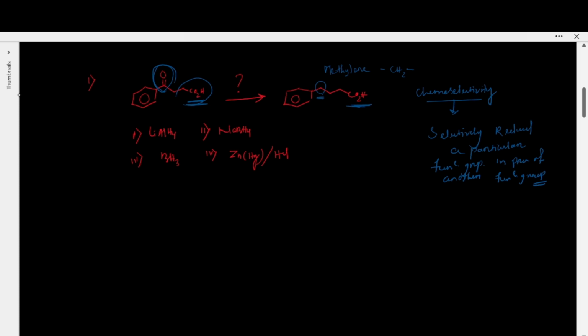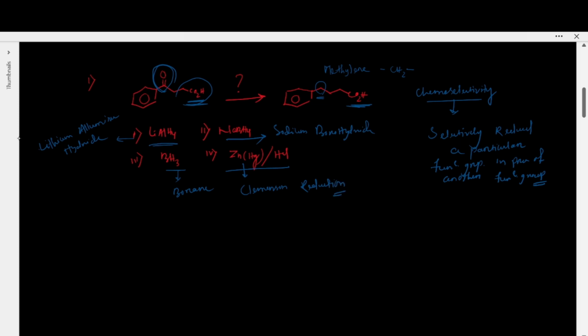So let's analyze one by one. This reagent is known as lithium aluminum hydride, and this one is its sodium analog, that is sodium borohydride. This is called BH3 or borane, and this combination, that is zinc amalgam, is known as Clemmensen reduction.